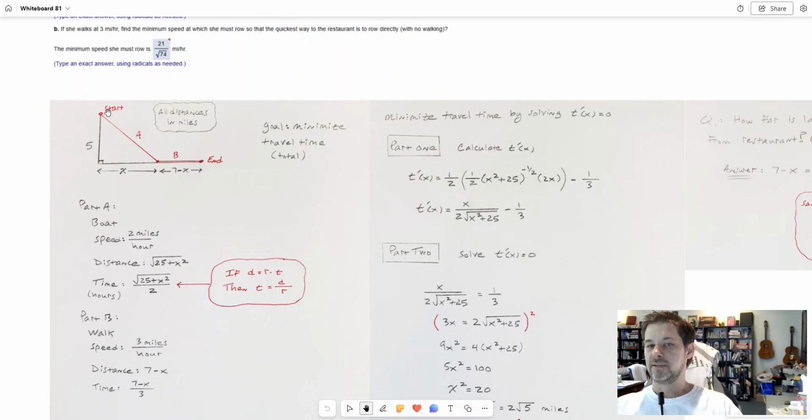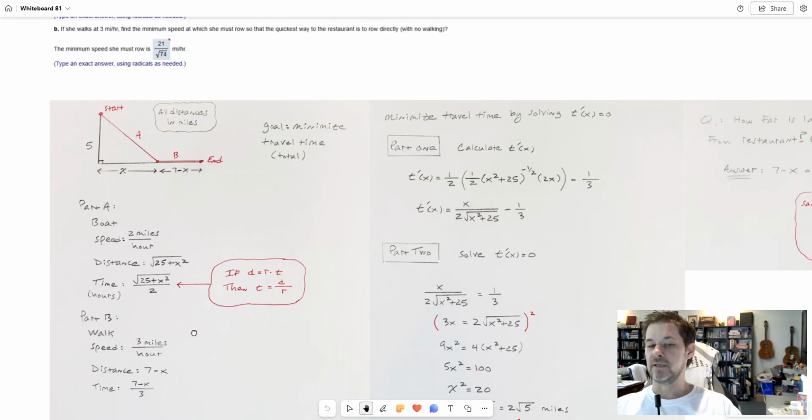So see how I said, well, there's length A right there. I know the speed I'll be traveling along that length, and I also know the distance. Because of that, I know the time. It's going to be distance divided by rate. So that's how long it's going to take me to travel along that length A right there.